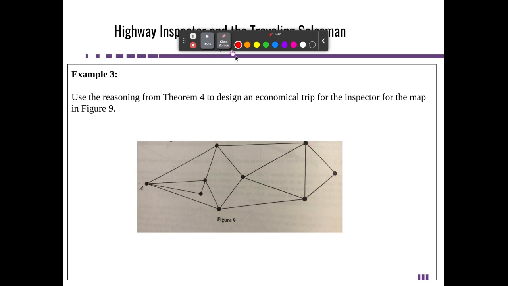So what I'm going to do is ask you to hit pause and see if you can come up with the path of how this inspector could travel on every section without duplicating a section. So that has to be the most efficient. So remember, I believe they don't mind if they go to a town more than once. They just want to travel on every section. So go ahead and hit pause.